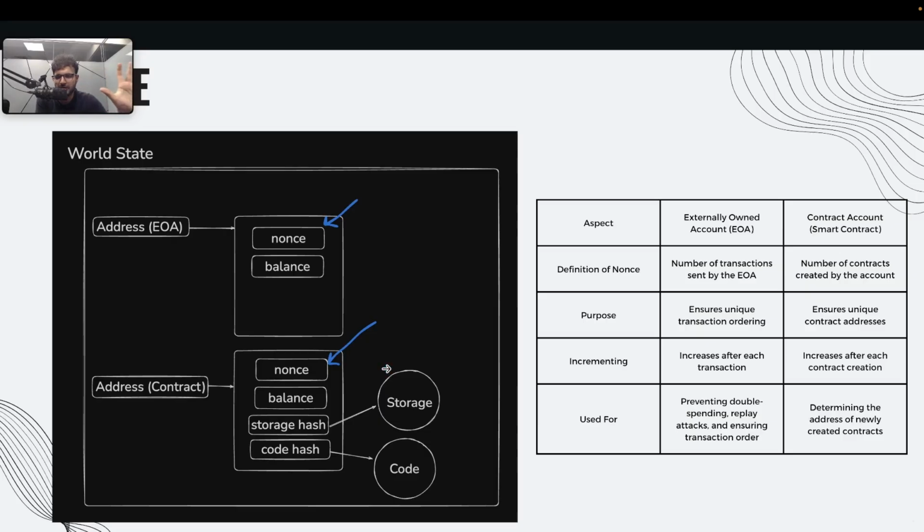Do you use it usually? No. What do you usually care about? Here you care about the balance. Storage and code. Okay, where is this data of my smart contract held? Where is the code of my smart contract held?